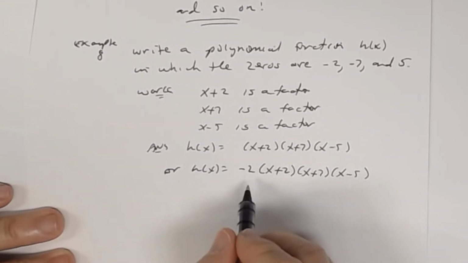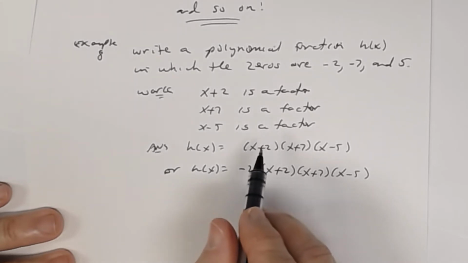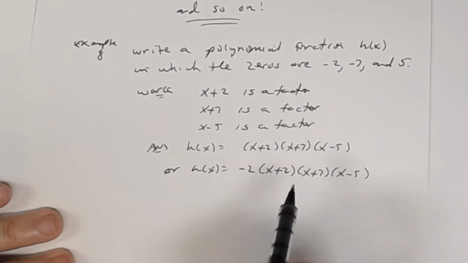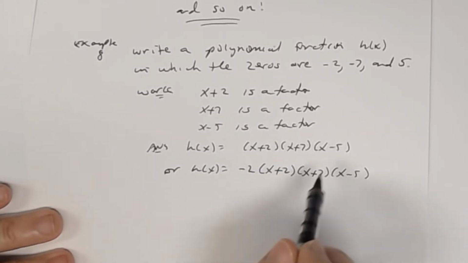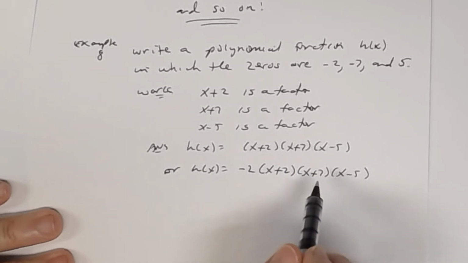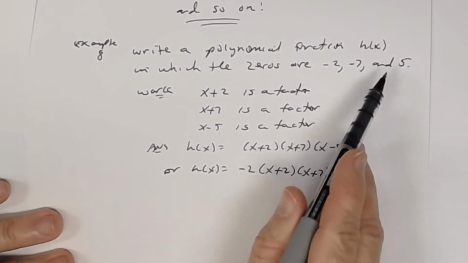The functions are different. When you graph this, they're going to look different, but they're going to cross the x-axis at the same place. So remember, zeros are the same thing as your x-intercepts. So when you graph these, the x-intercepts will be the same. The graphs will look different, but it's going to cross the x-axis at these 3 points.